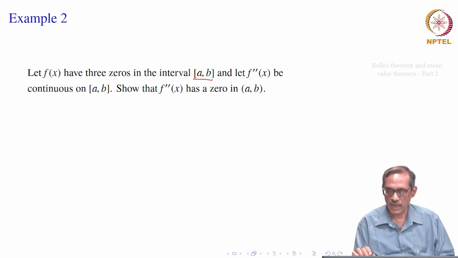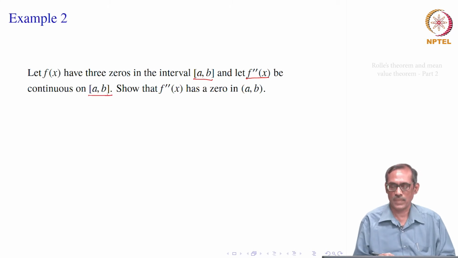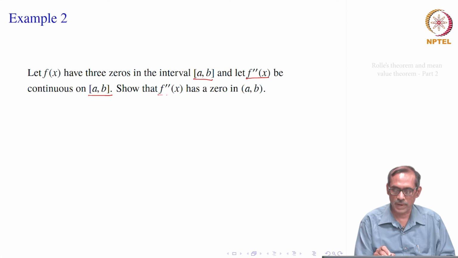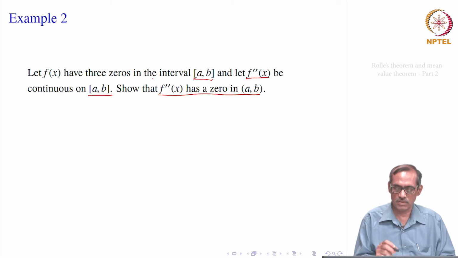And it is assumed that f double prime x is continuous on the closed interval a b. We are not taking f prime, but we are taking f double prime, and that is continuous on the closed interval a b. Okay. So, we want to show that f double prime x has a 0 in the open interval a b. So, f double prime x continuous, f of x has 3 zeros, it will imply that f double prime becomes 0 at some point inside a b.